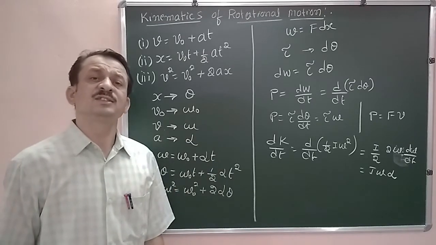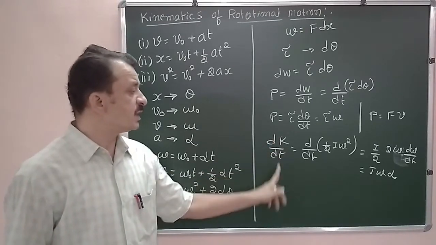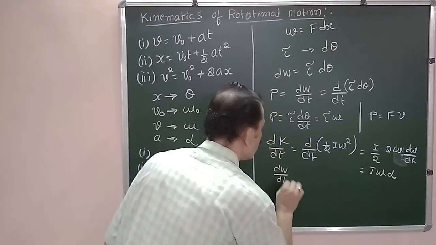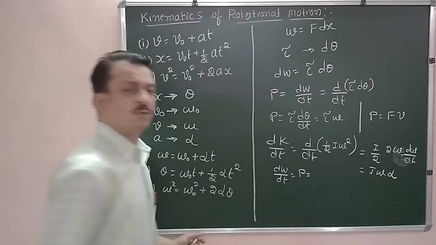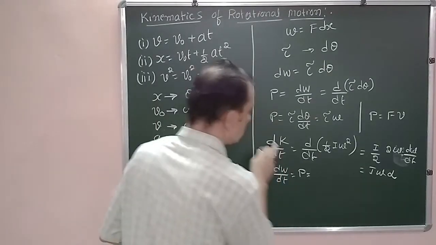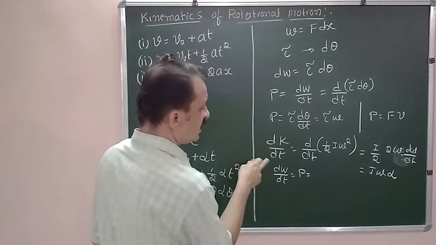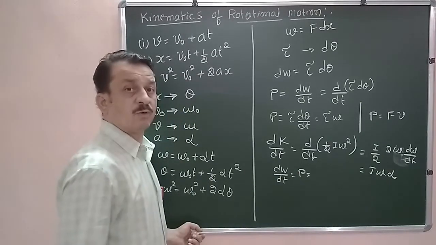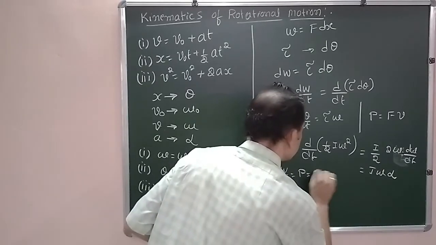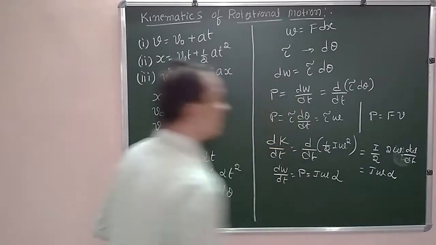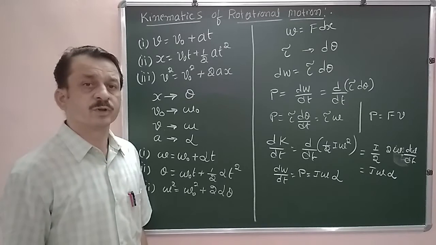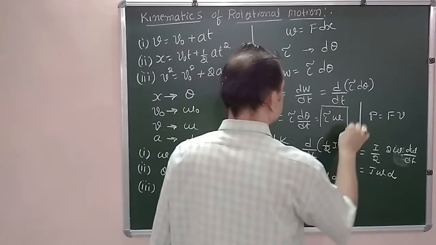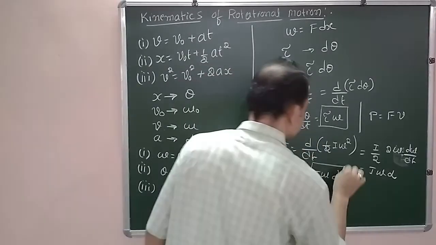Now according to the work energy theorem, this change in kinetic energy is nothing but the rate of doing work, and that is equal to power. Therefore, the rate of change of kinetic energy is equal to the rate of doing work, that is power in rotational motion, which is given by I omega into alpha. So we are getting two expressions for power.